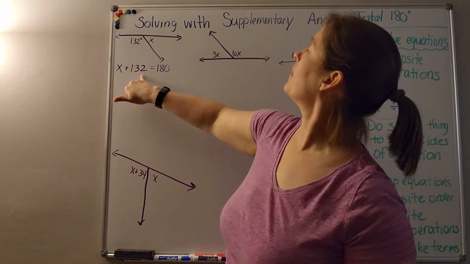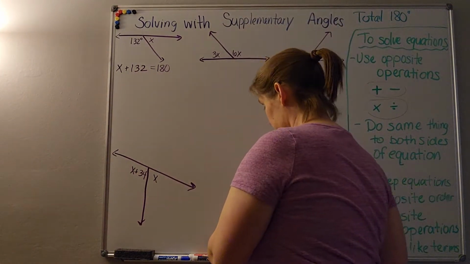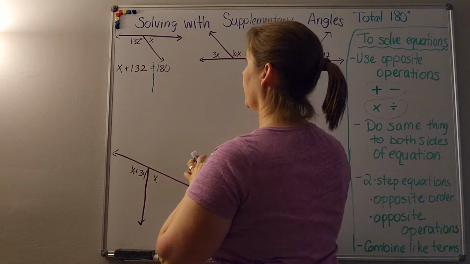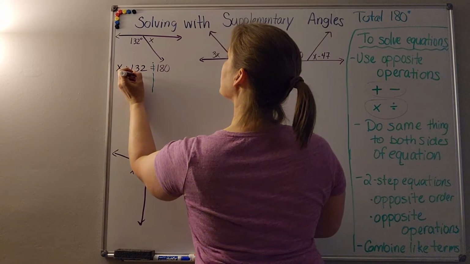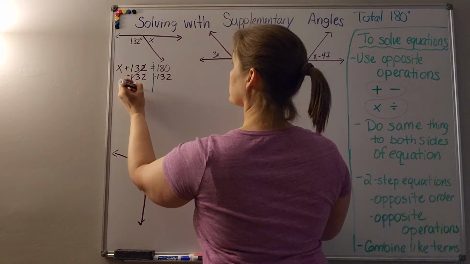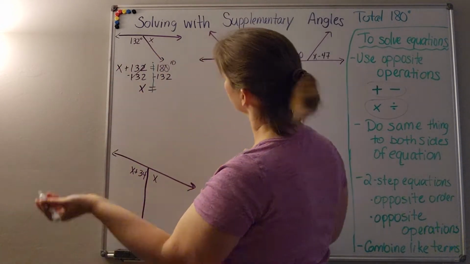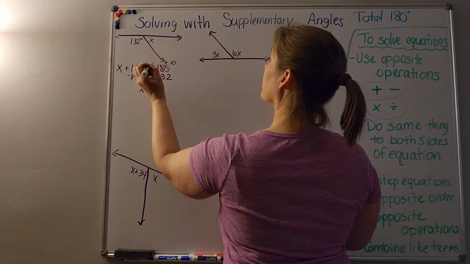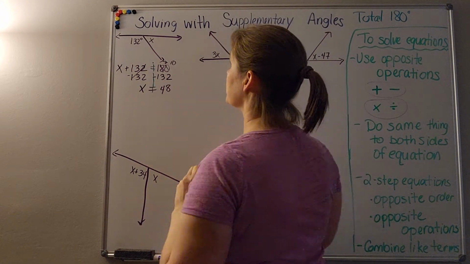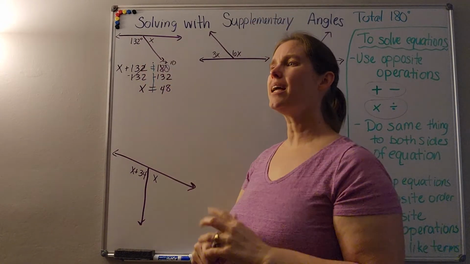Right now I have addition, so I'm going to have to subtract to solve. Remember, the equal sign is a little dividing line. Subtract 132 from both sides. That cancels out, so I'm left with x equals, well, what's 180 minus 132? Do a quick little bit of borrowing, and I find out that it is 48. So x is 48.